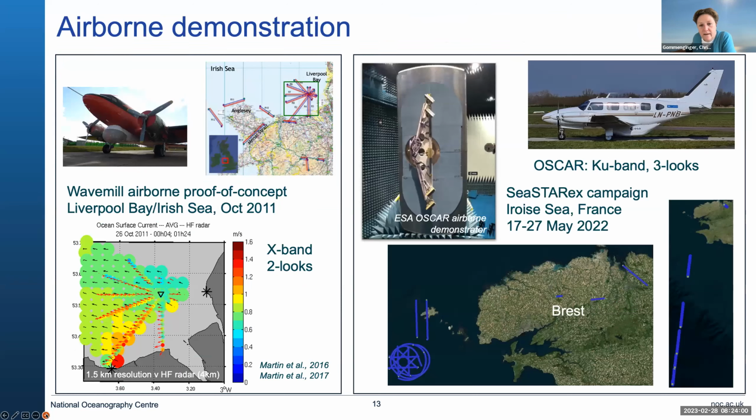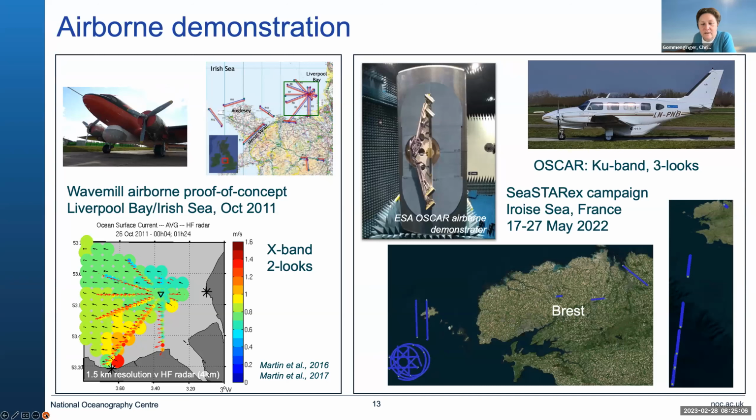So, airborne demonstration: we have made quite a lot of progress on this. Some of you may have heard me talk about this in the past. Over 10 years ago, we had this WaveMill airborne proof of concept, which we flew over Liverpool Bay in October 2011. There were a number of publications from this that demonstrated the principle for a two-look system, where we obtained some very good results for current retrieval, within 0.1 meter per second, by comparing with data from HF radar, for example. And it's taken us over 10 years to get a new system called OSCAR, which was finally flown for the first time in a scientific campaign last May in 2022. So it's been a very long wait, of over 10 years, for this new system to become available. But finally, we managed to fly it.